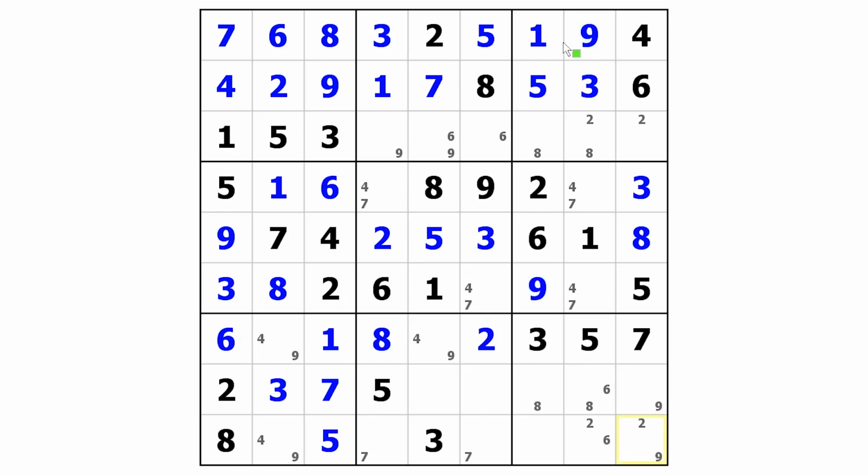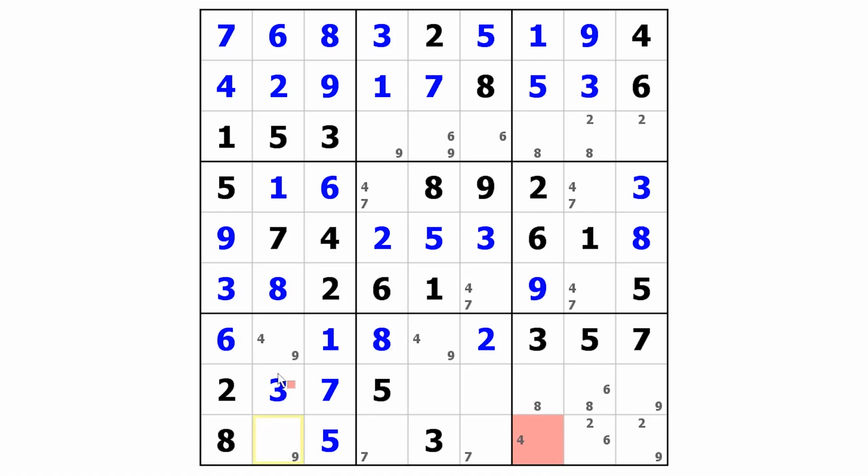Now let's take a look at column 7. We have 3 empty cells left, and they must be solved for 4, 7, and 8. But this cell can see an 8 and a 7, so it has to be a 4. Okay? So let's mark this cell. That is a 4, which means this cannot be a 4. You can erase that 4.